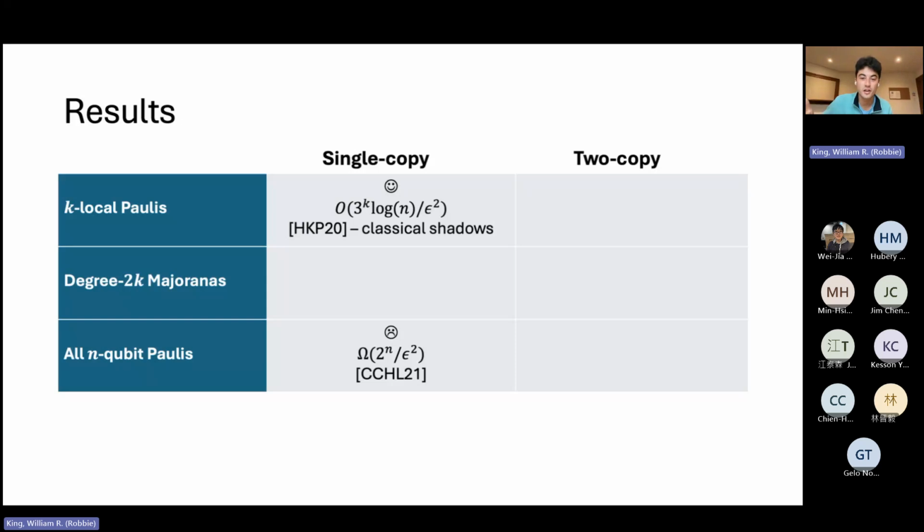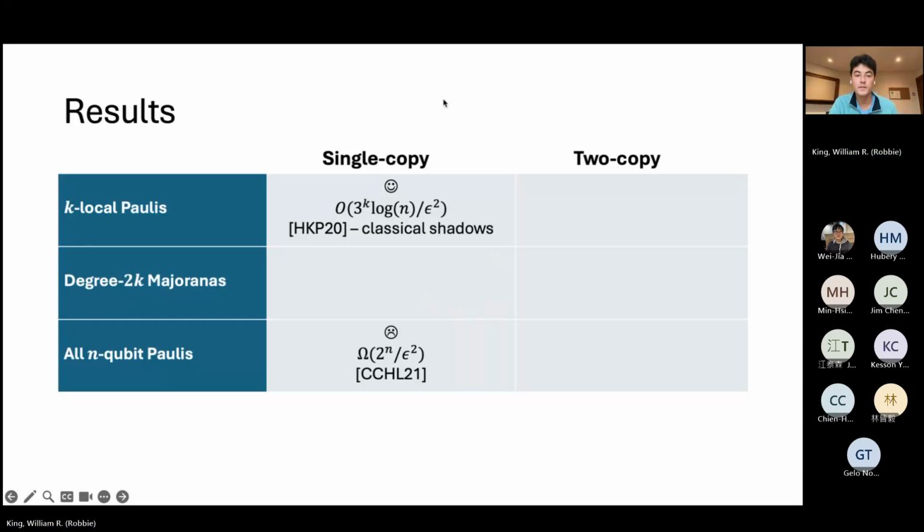Classical shadows is a particular approach to shadow tomography where you measure one copy at a time, and it works well when the observables satisfy one of two conditions: either they are local, for example the k-local Paulis, or they are low rank. For k-local Paulis, this protocol achieves triply efficient shadow tomography, and the sample complexity is log n over epsilon squared with a factor of 3 to the k, where k is the locality.